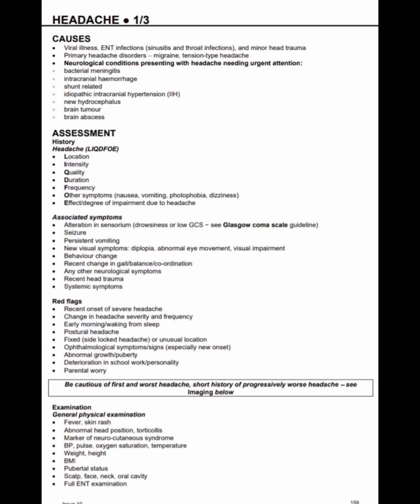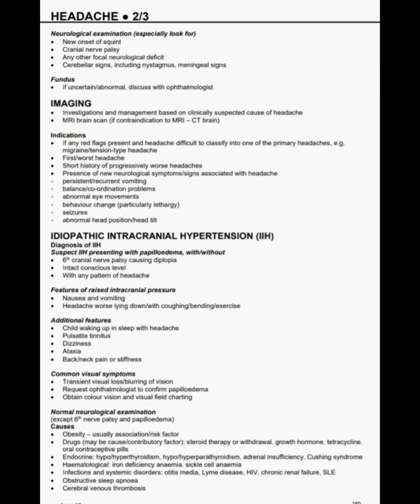temperature, weight, height, BMI, pubertal status, scalp, face, neck, oral cavity, full ENT examination. The neurological examination, specially look for new onset of squint, cranial nerve palsy, any other focal neurological deficit, cerebellar sign including nystagmus, meningeal signs. In fundus, if uncertain or abnormal, discuss with the ophthalmologist. Imaging: investigations and management are based on clinically suspected cause of headache.